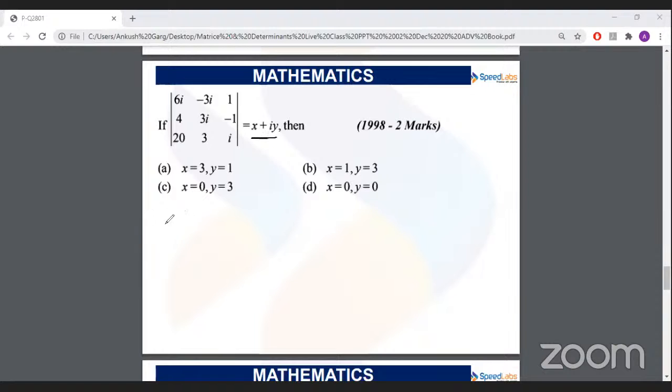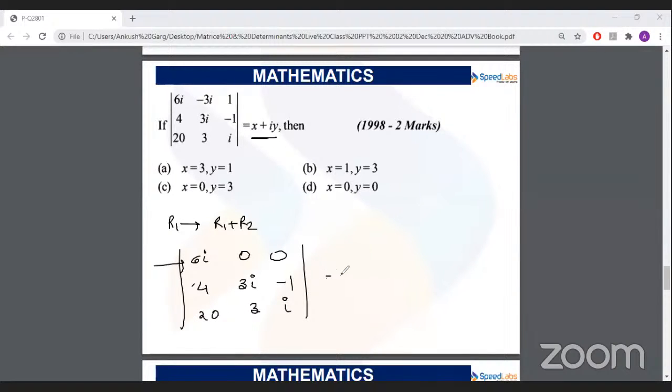So I think what you can do, you can apply this operation first, that is R1 equal to R1 plus R2, right? Why? Because this 1 minus 1, 0, minus 3i plus 3i will become 0. So 0, 0, 6i, 4, 3i, minus 1, 2, 3i. Expand along the first row. So that will be 6i into 3i square, that is minus 3 and plus 3.